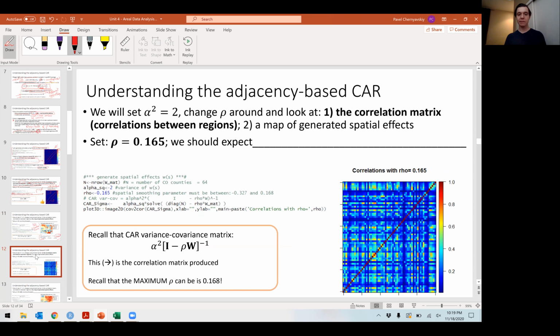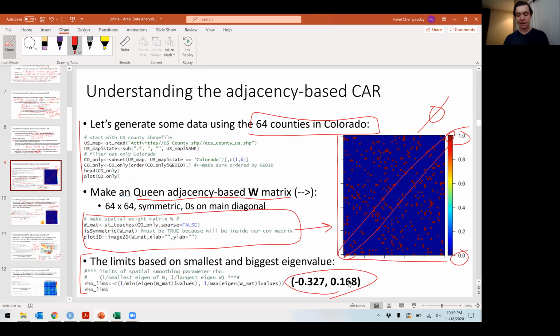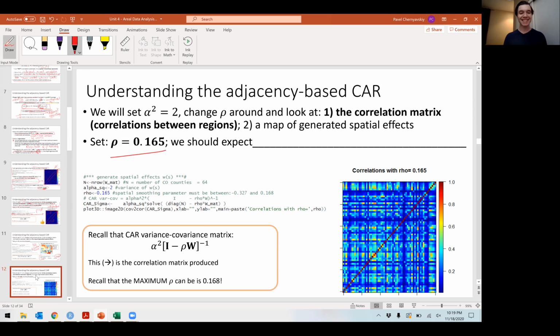All right, let me set rho at a positive number. Now remember, I set it here at 0.165. Remember I said that the magnitude of rho is virtually uninterpretable because it has to be in this weird space. I got it right up there. It can only be as large as 0.168 for that matrix to remain positive definite. And I got it up to 0.165. All right, so intuitively, we should expect positive spatial correlation.